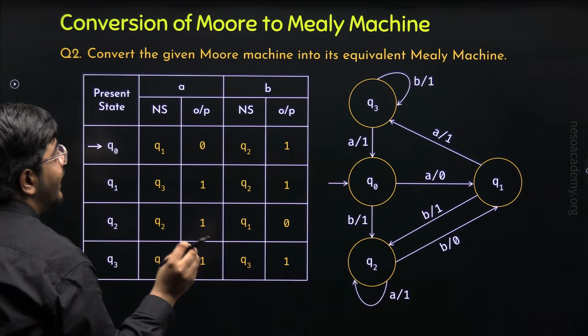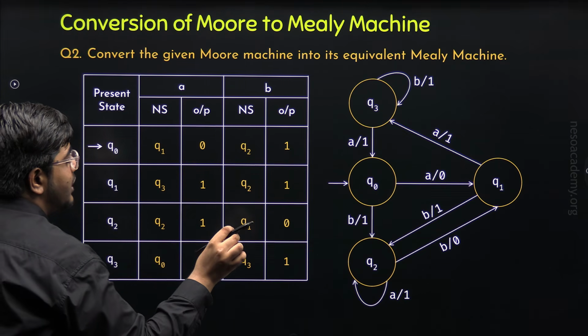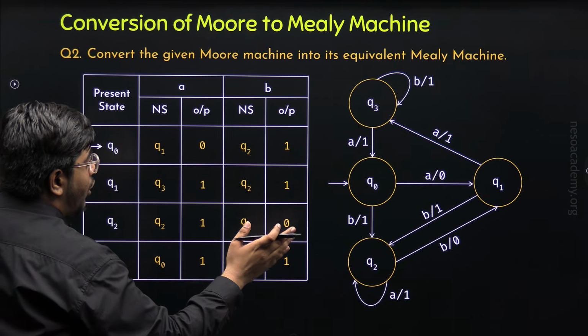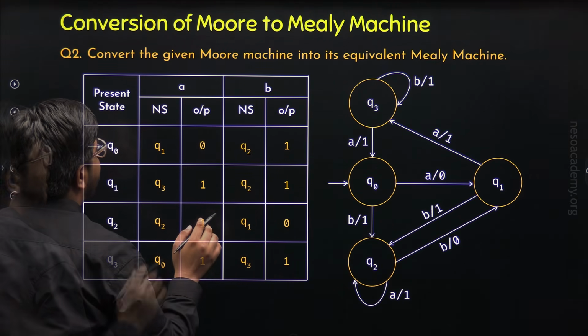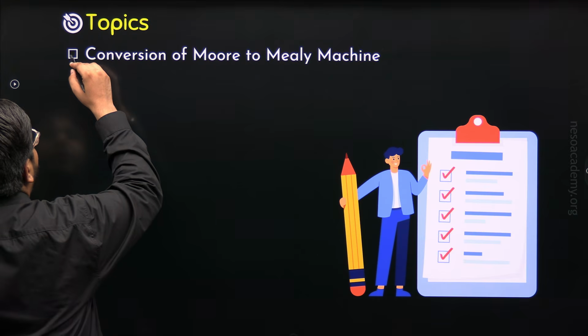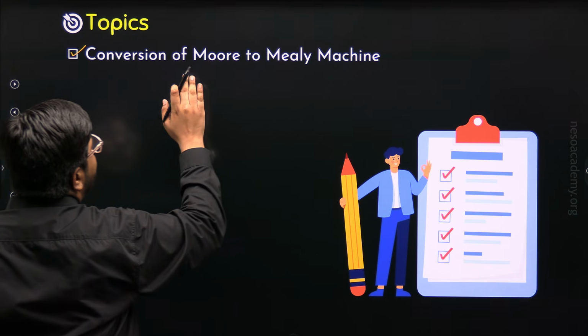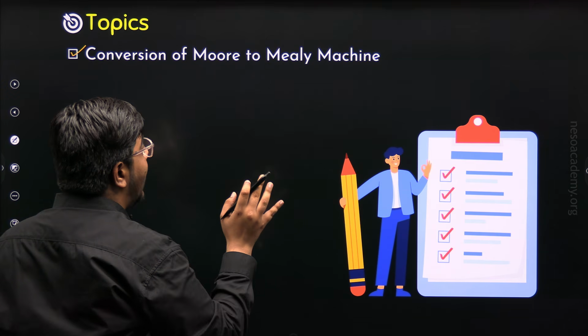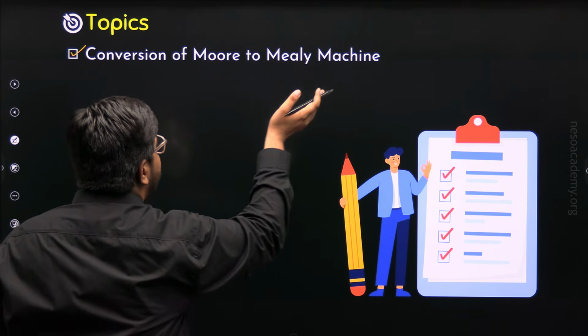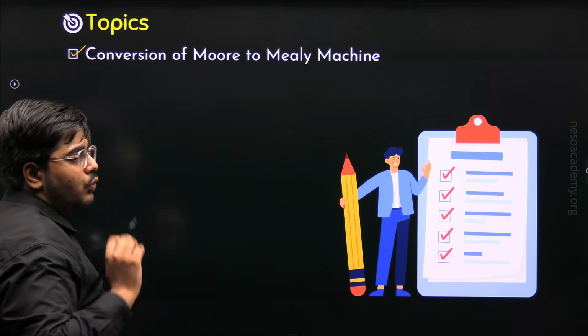So this is the required diagram of the Mealy machine that we have drawn on the basis of the transition table of the Mealy machine. In this way, we are done with our topic, conversion of Moore to Mealy machine. In the next lecture, we will understand how to convert a Mealy machine into its equivalent Moore machine.